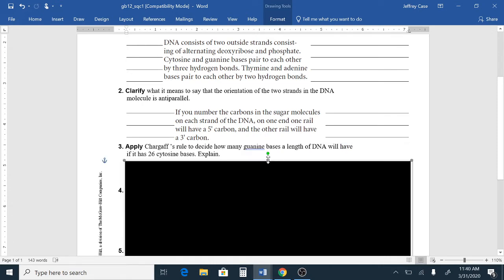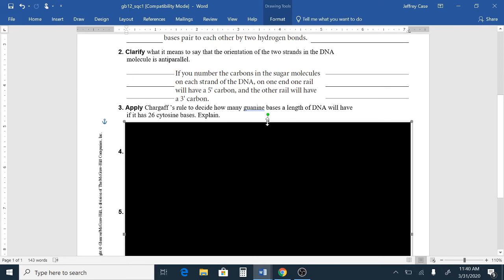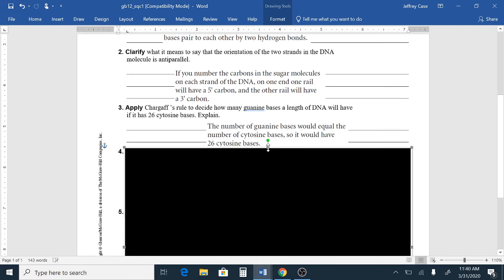Application. Apply Chargaff's rule to decide how many guanine bases a length of DNA will have if it has 26 cytosine bases. Explain. The number of guanine bases would equal the number of cytosine bases, so it would have 26 cytosine bases.